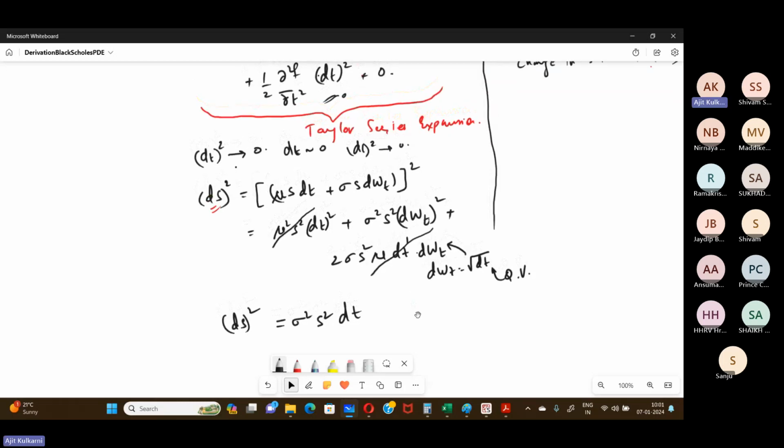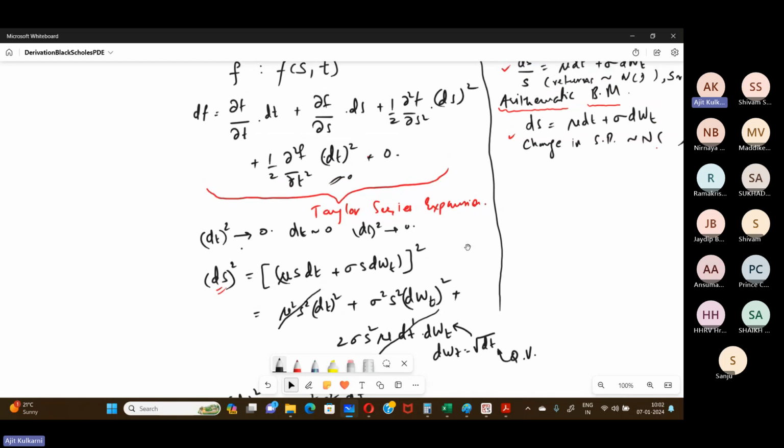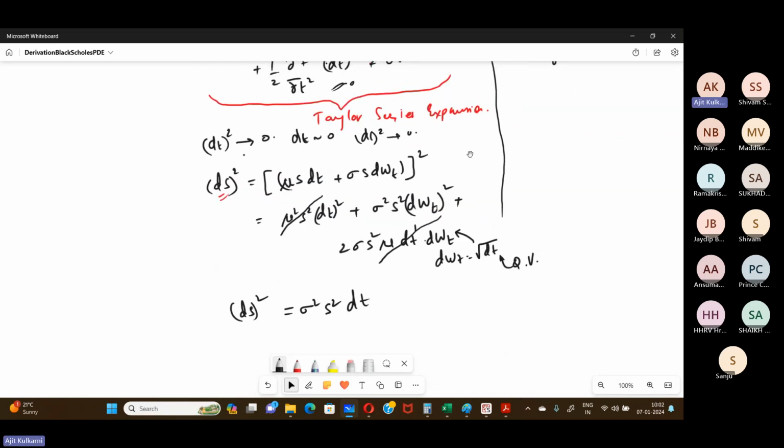Any questions so far? When you have your normal calculus, even this term goes to 0. But since this is a Wiener process, this requires a different kind of calculus, which is stochastic calculus. This term does not go to 0. And why does it not go to 0? Because of quadratic variation, which we have seen earlier. So this is ds square.